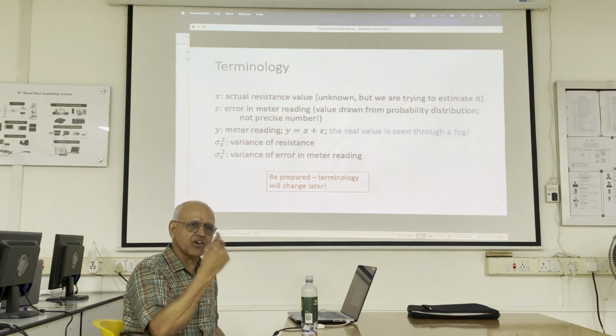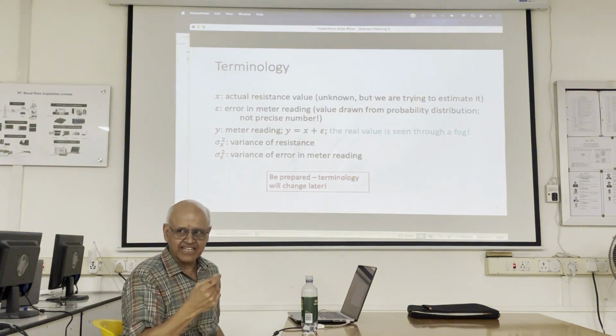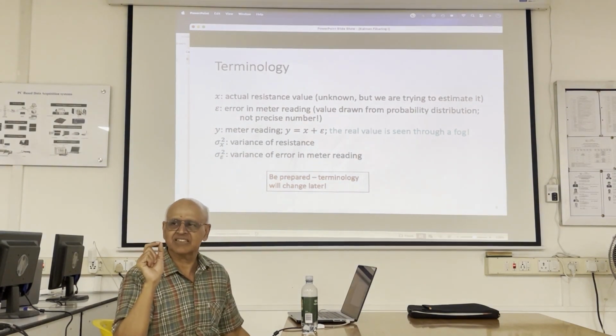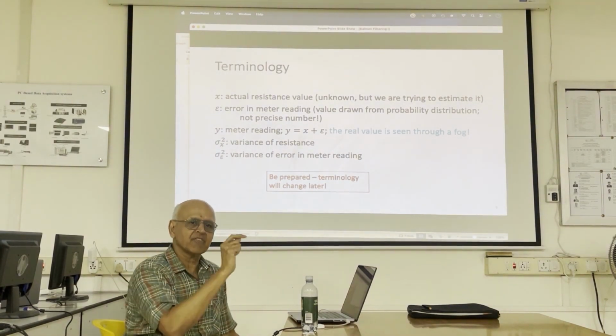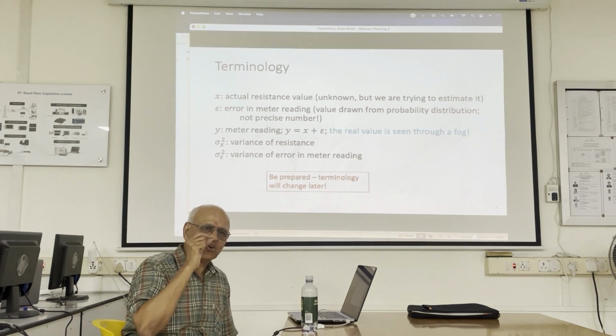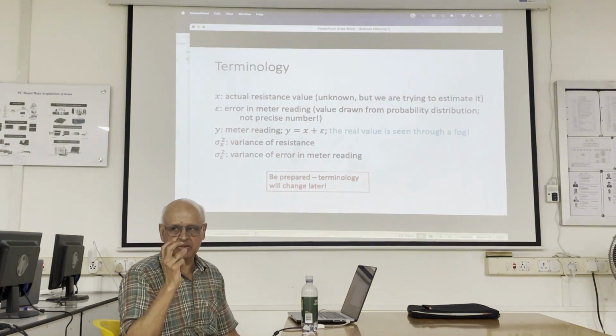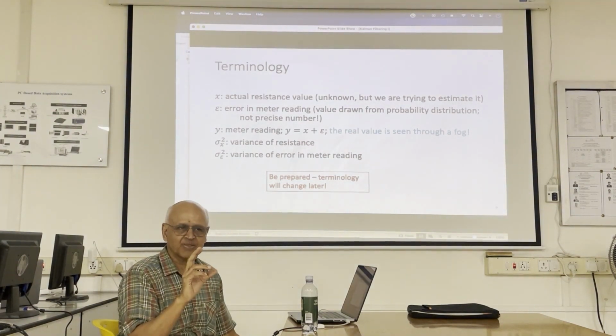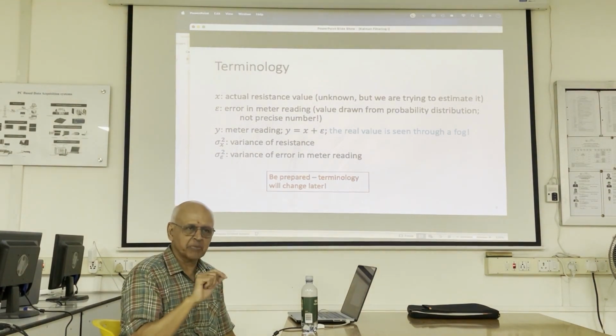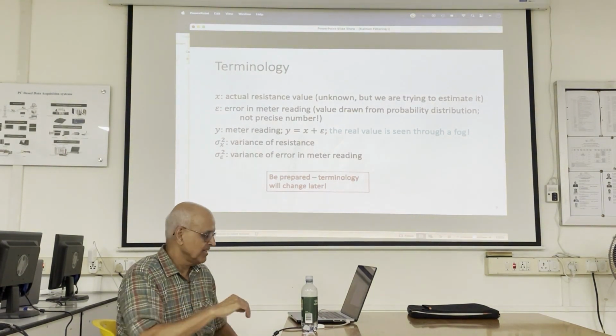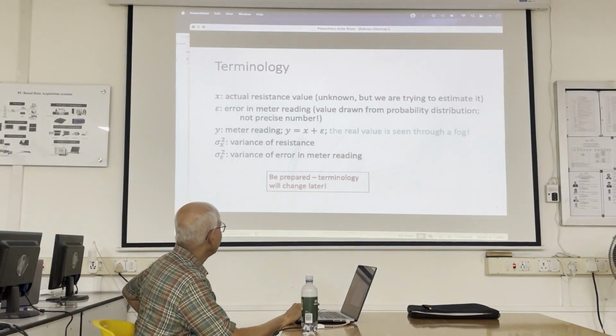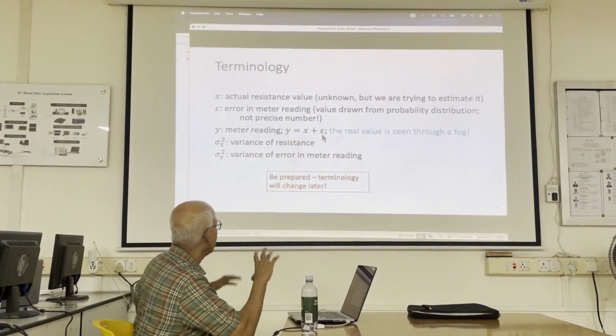Remember I was talking about drawing samples? In that sense it is known, but it's not known precisely as a number. It's coming from that distribution. But you can't take the value of epsilon as precise. There's a difference between the two. So you cannot calculate X as Y minus epsilon. Not possible. As I said, I like to think of epsilon as a fog.